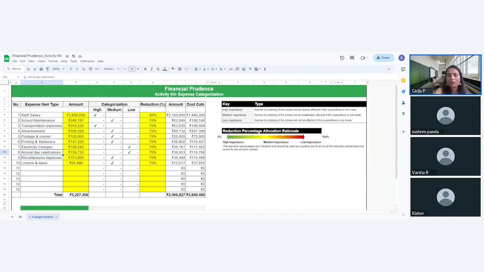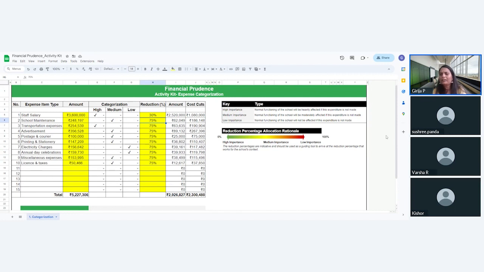I can't do too much reduction on that, so I have put up the 40%. If I want to do 30%, I can do that. So it depends on my requirement how much I want to deduct from that, and based on this, you can also put the reduction, how much money you want to cut from that.